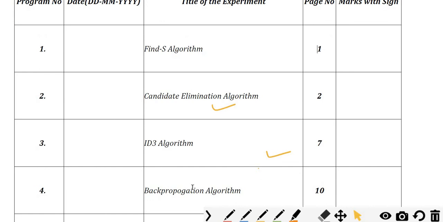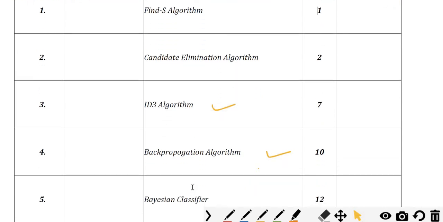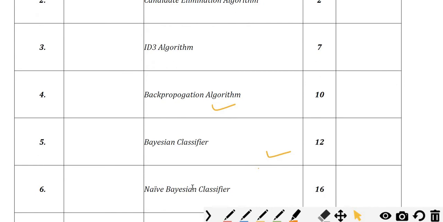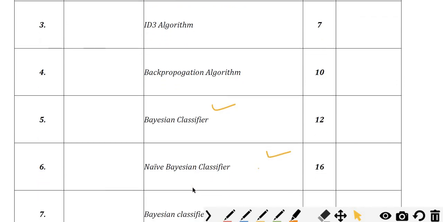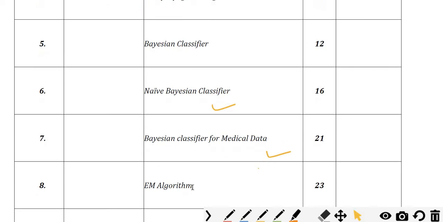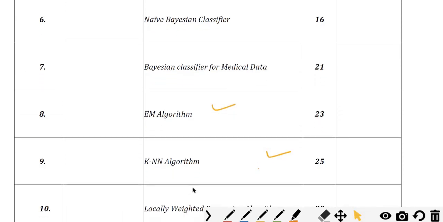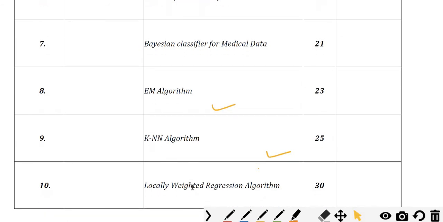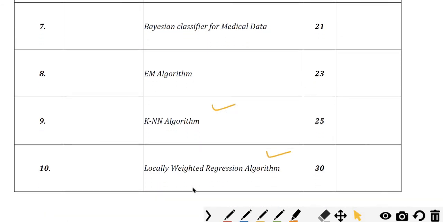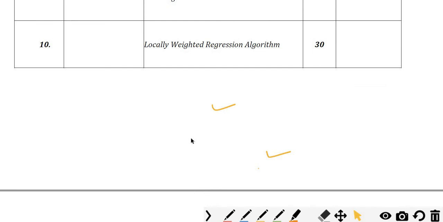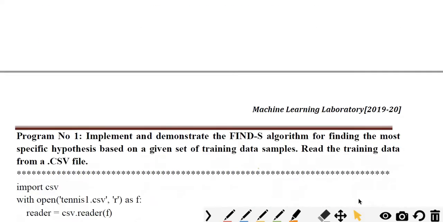Then the ID3 algorithm is there, that also we have seen. We have the backpropagation algorithm, and the Bayesian classifier algorithm, where just now I discussed the naive Bayes classifier. Then the Bayesian classifier for medical data: the same naive Bayes classifier we have to apply for medical data. Then the EM algorithm, I am going to explain it in the next video. Then we have the k nearest neighbor algorithm, that is KNN, and the last algorithm that we have to execute here is the locally weighted regression algorithm. So totally we have 10 programs to execute in this lab. We'll go one by one and start with the first algorithm, that is the Find-S algorithm.